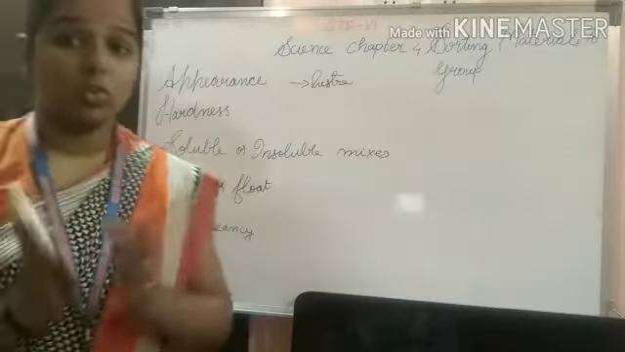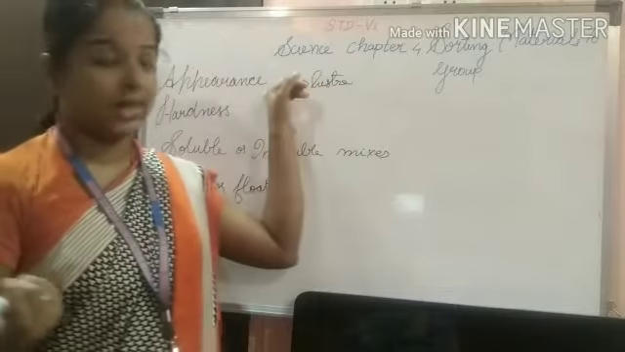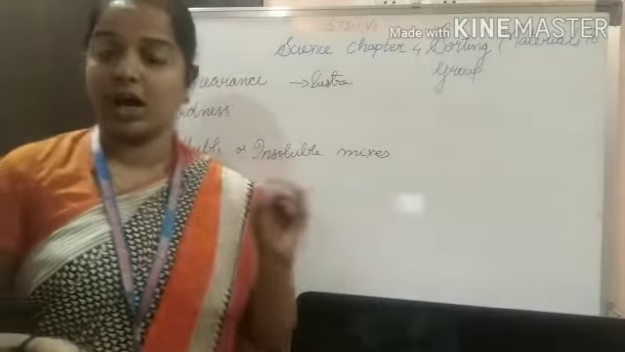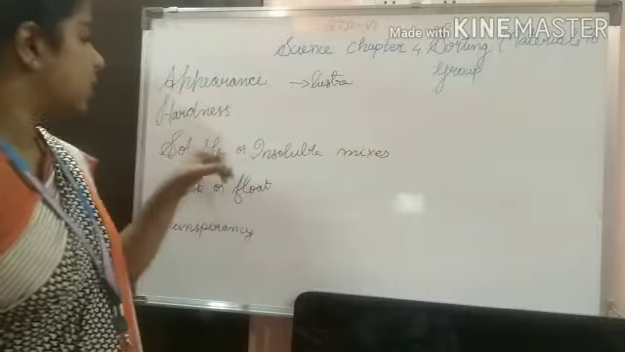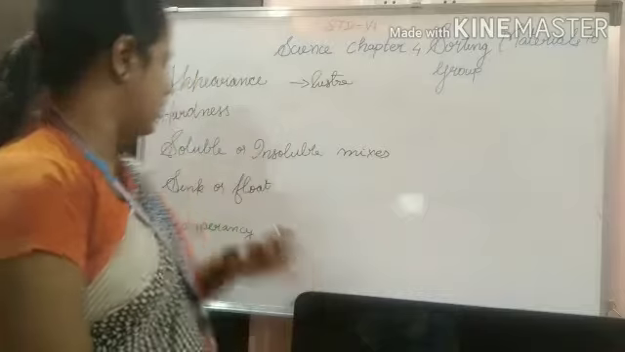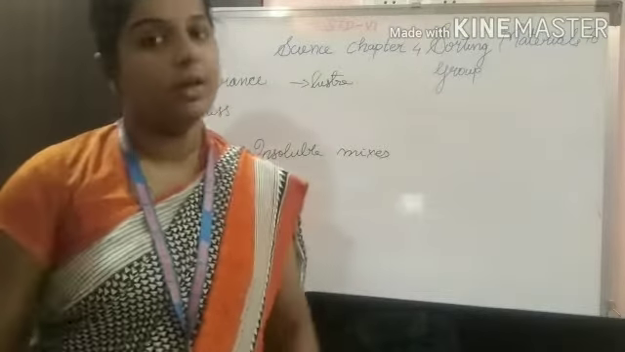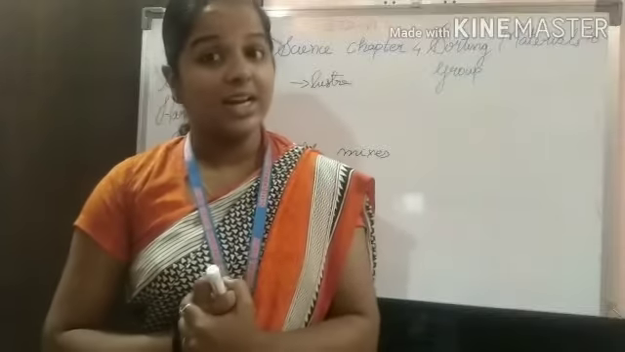Understand students? So how many categories did we see? Appearance, we saw about the shining thing, and hardness, whether it is hard or soft, and soluble and insoluble things we saw. In next class we will discuss about sink or float and the transparency of the material. Understand students?